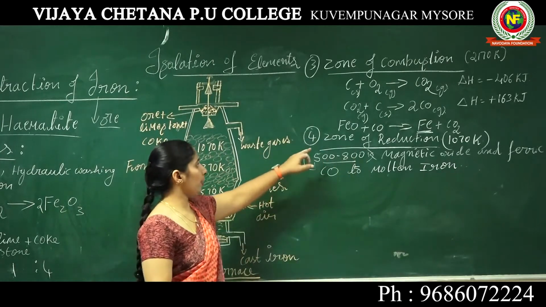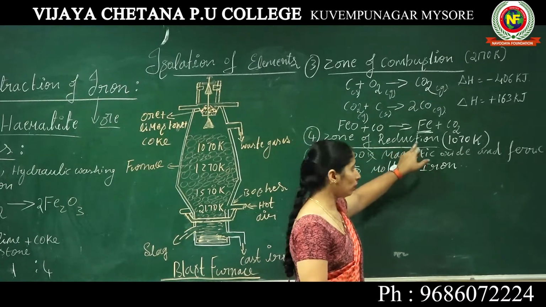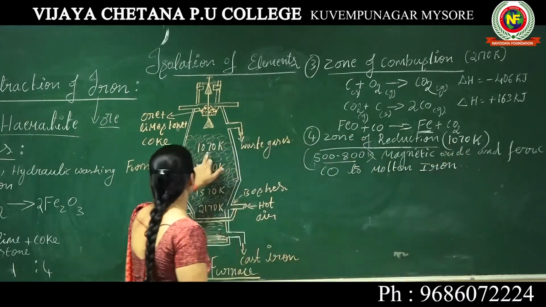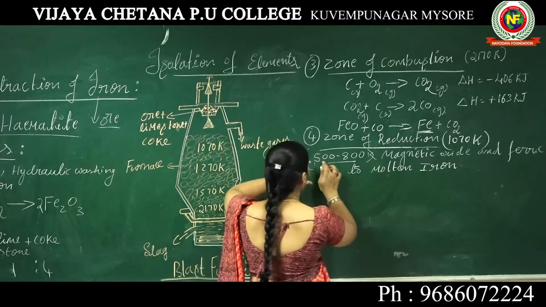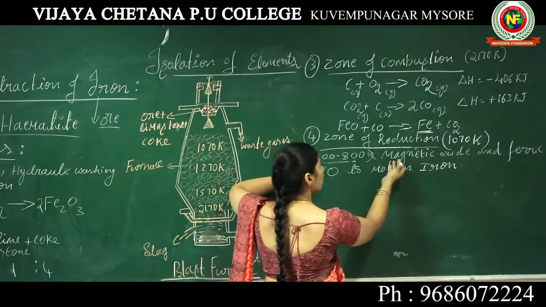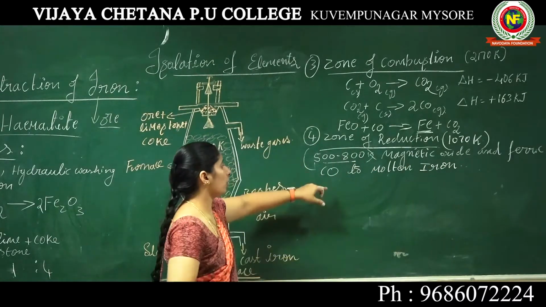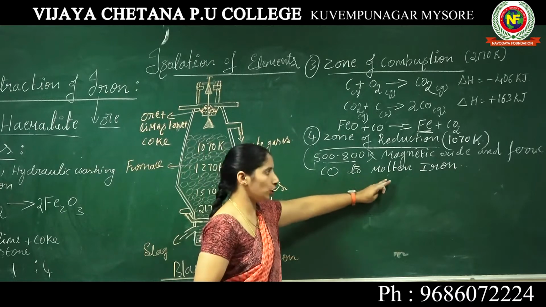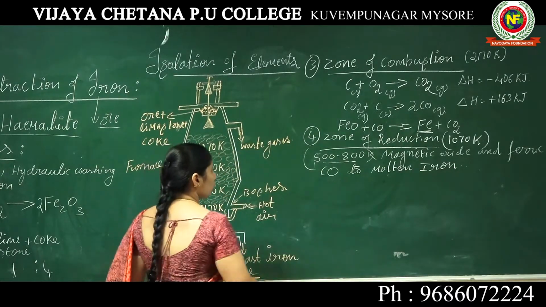Please understand this concept. The zone of reduction takes place at 1070 Kelvin. At the low temperature of 500 to 800 Kelvin, any magnetic oxide and ferric oxide will get reduced by CO to form molten iron. So what happened?